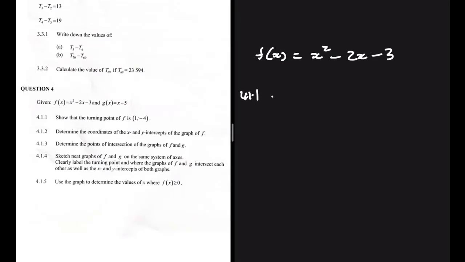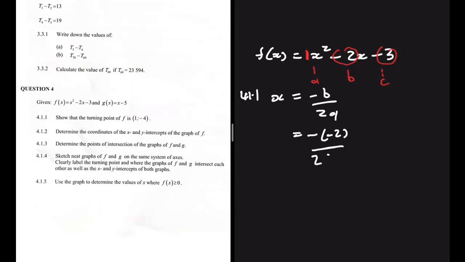We know that the x at the turning point is equal to minus b divided by 2a. And then a is this number we have there, right? So that is a, and then b is minus 2, and then c would be minus 3, right? So x will be equal to minus b, which is minus minus 2, divided by 2a. So we have 2, and then a is 1, and this will give you 1. So x at the turning point is equal to 1.